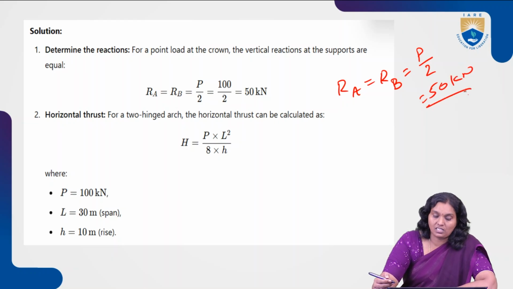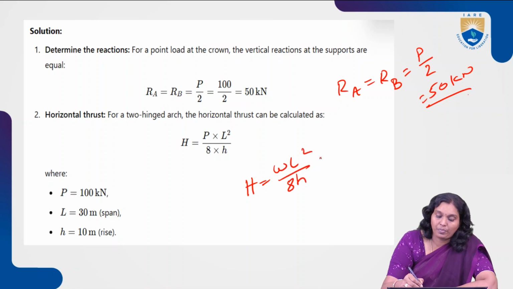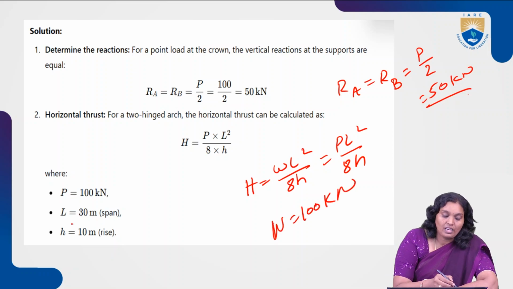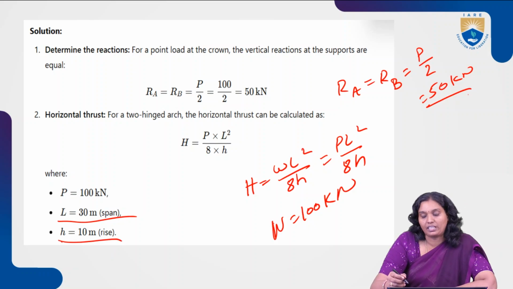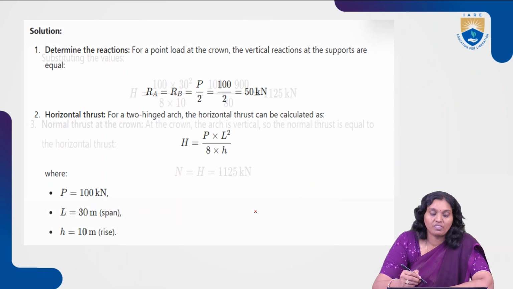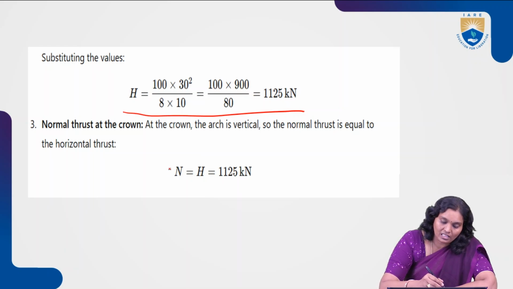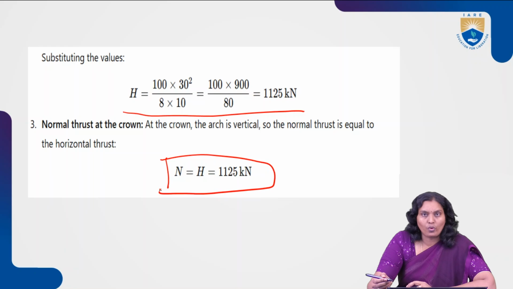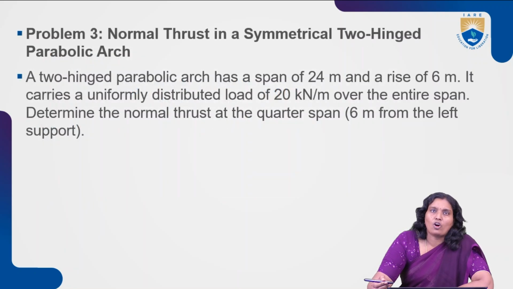So the horizontal thrust, we have to find out this horizontal thrust, WL square by 8H or PL square by 8H. We know the total load is equal to 100 kilonewtons, length 30 meters, rise is 10 meters. So substitute all the values, we will get the horizontal thrust. At this condition we know the normal thrust is equal to the horizontal thrust. Like this we are going to find out the various problems for a normal arch.